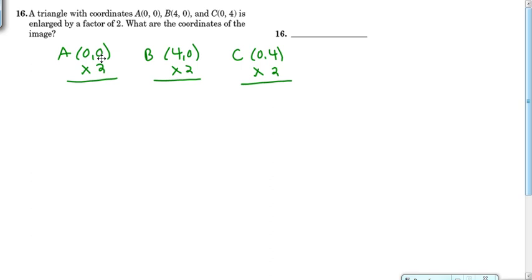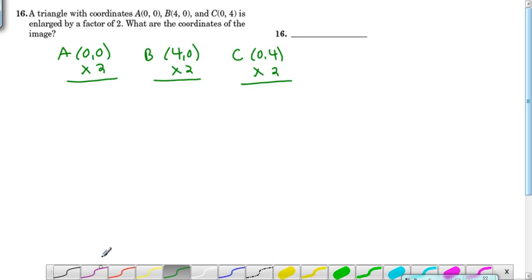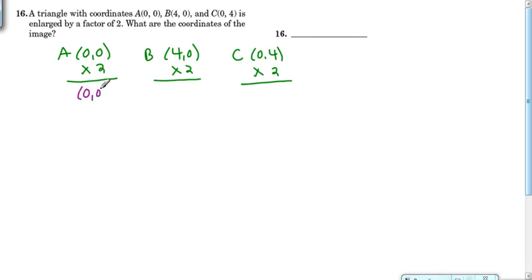So if I do (0, 0) times 2, I'm going to get (0, 0). If I do (4, 0) times 2, 0 times 2 is 0, 2 times 4 is 8, so I would get (8, 0). And (0, 4) times 2, 2 times 4 is 8, and 2 times 0 is 0. So my coordinates are (0, 0), (8, 0), and (0, 8).